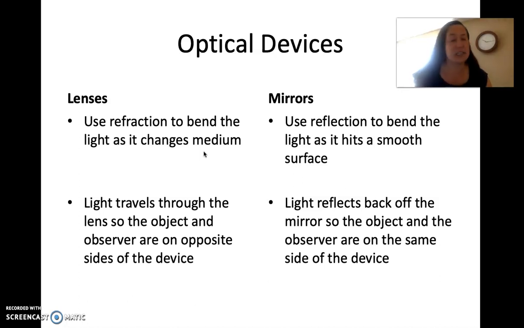And as a result, since the light actually goes through the medium, your object that you're observing and your observer are going to be on opposite sides of the lens, right? But a mirror is different. A mirror uses reflection, and reflection bends light as it hits a new medium. And we're going to assume for now that when I say reflection, we're talking about specular reflection, reflection off a smooth surface, right? So a mirror uses reflection to bend light as it hits this smooth surface. But since it reflects back off the surface of the mirror, both the object and observer are on the same side of the device as each other.